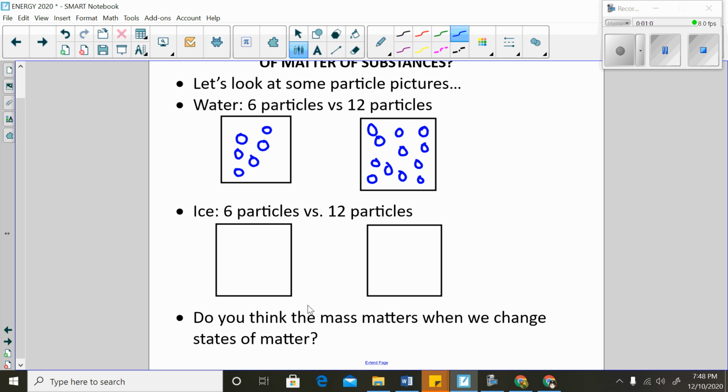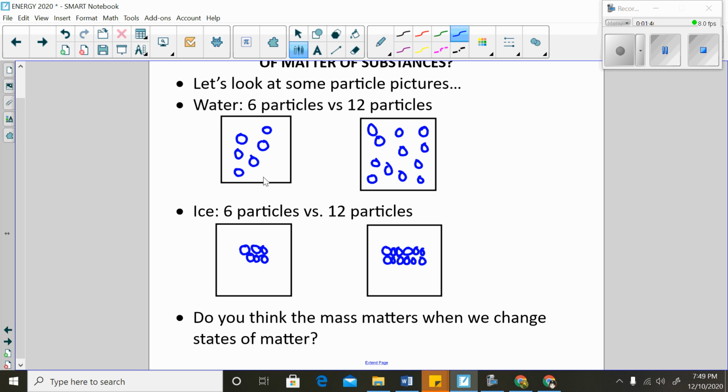All right, but now what if we had ice? 6 particles of ice versus 12 particles. So the ice now is going to be more packed together. It's a solid. So here's our 6 particles versus 12. Okay, so the question is, do you think that the mass matters when we change states of matter?